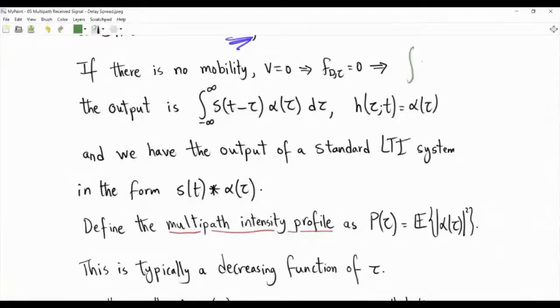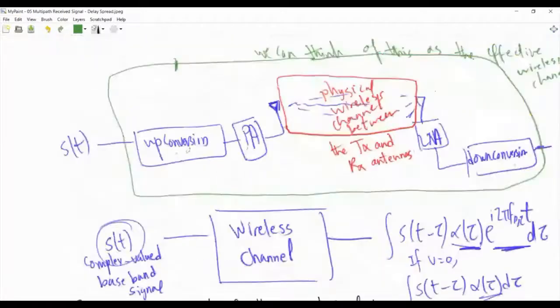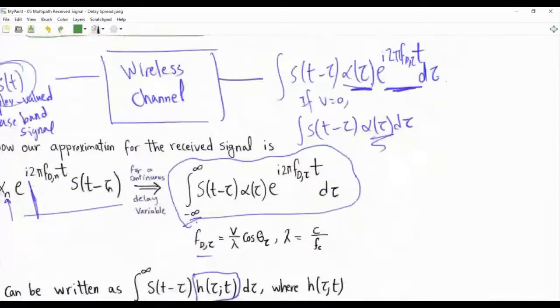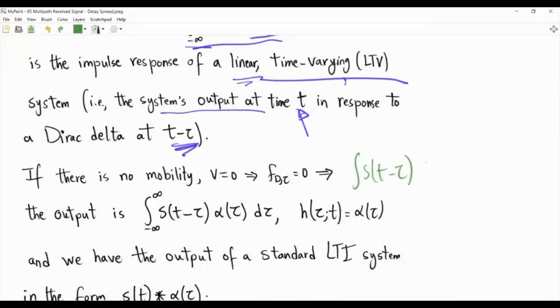So back to our received signal, which is S of t minus tau. This is the output after you do down conversion. So it is S of t minus tau, and then alpha of tau e to the i 2 pi f Doppler tau t. If the Doppler is 0, which means there is no mobility, this factor is 1, and we just have a standard LTI system and the standard convolution formula to obtain the output of the wireless channel.